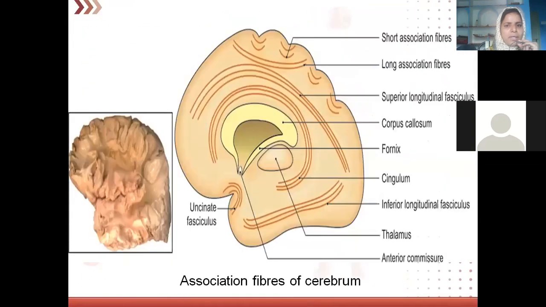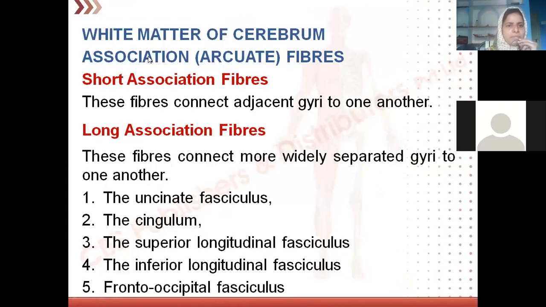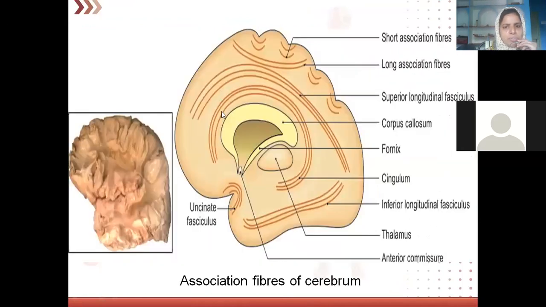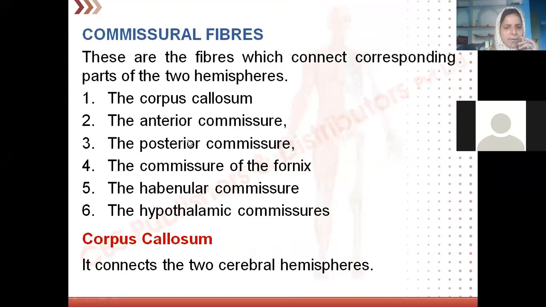We were doing white matter, right? So this was our topic yesterday. We have seen short association fibers, and we have seen long association fibers. Short associations are generally connecting the adjacent sulci and gyri. Longer ones are the superior longitudinal fasciculus, inferior longitudinal fasciculus, uncinate, cingulum, everything we have studied.